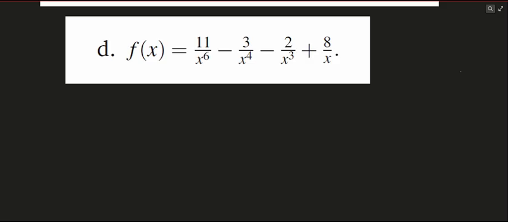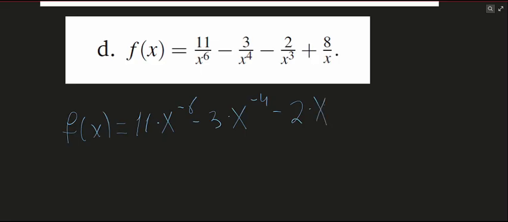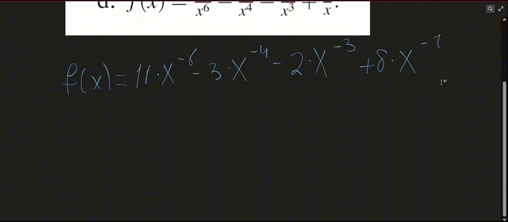We just want to rewrite the function to bring out the powers that are hiding. Just to remind you that reciprocals are nothing but powers in disguise. So I believe f of x can be written as 11 times x to the negative 6 minus 3 times x to the negative 4 minus 2 times x to the negative 3 and plus 8 times x to the negative 1. That's over and done with. So let's actually apply the power rule here.